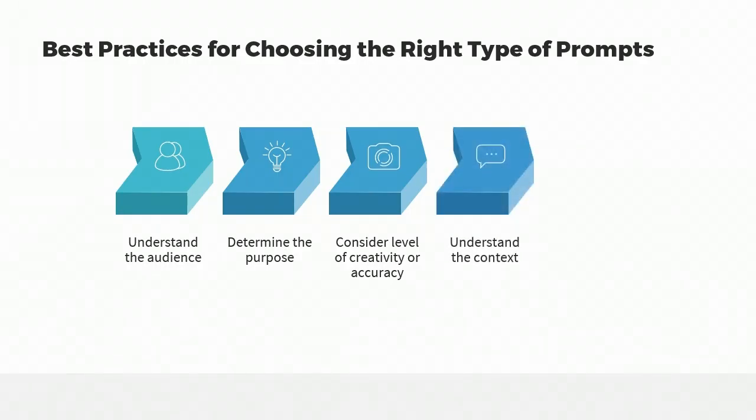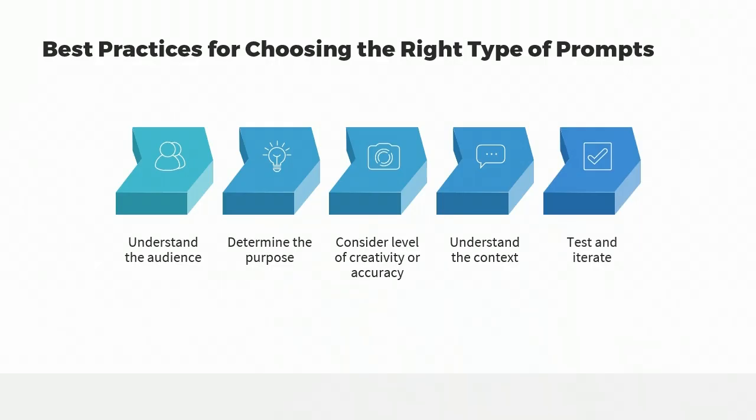Next, understand the context. The context of the conversation or situation can impact the type of prompt that is most effective. For example, contextual prompts might be necessary if the conversation involves multiple topics or is ongoing. Finally, test and iterate. It's important to assess distinct types of prompts and evaluate their effectiveness. This can help you refine your approach and choose the best type of prompt for a specific situation.